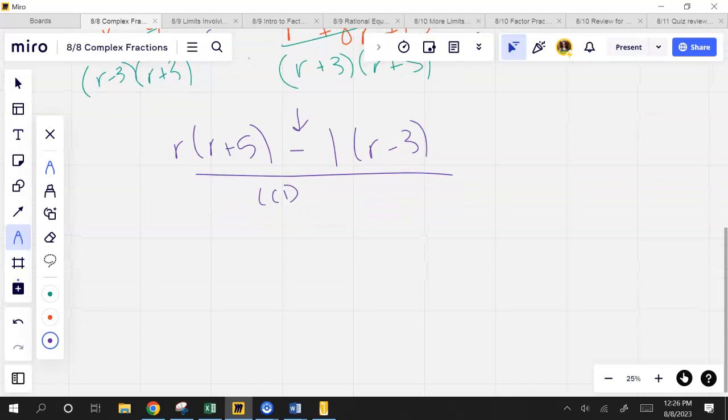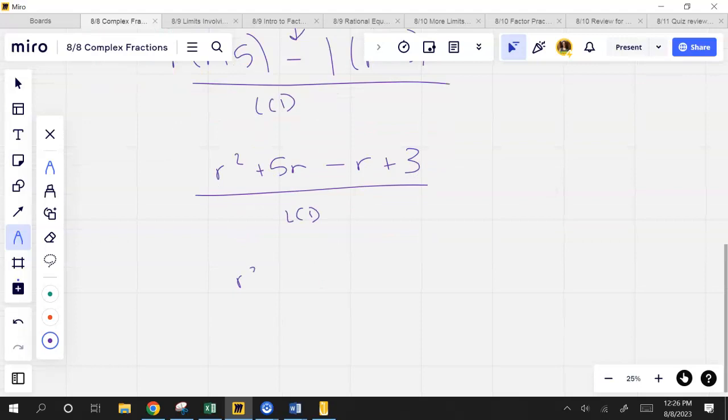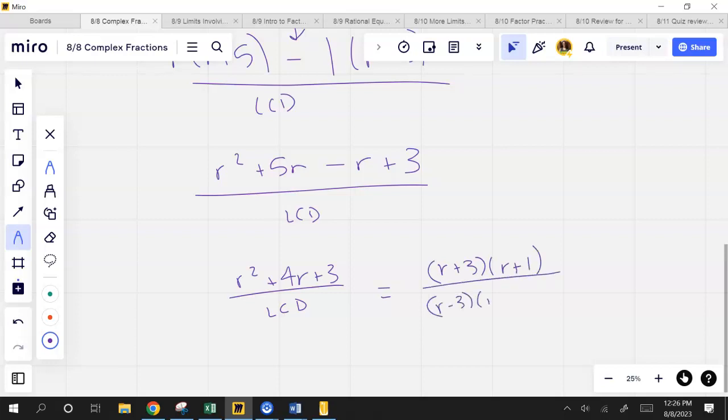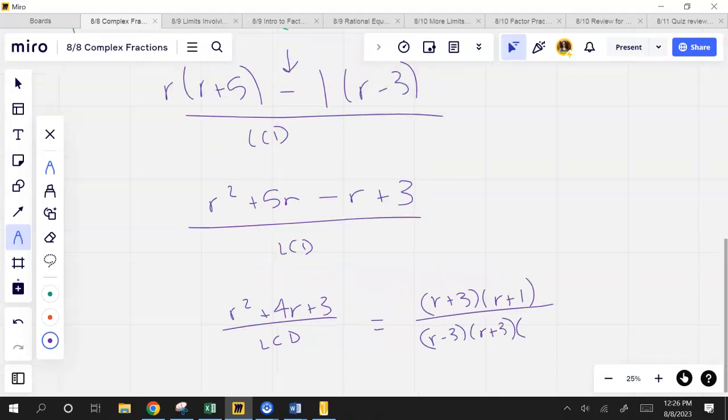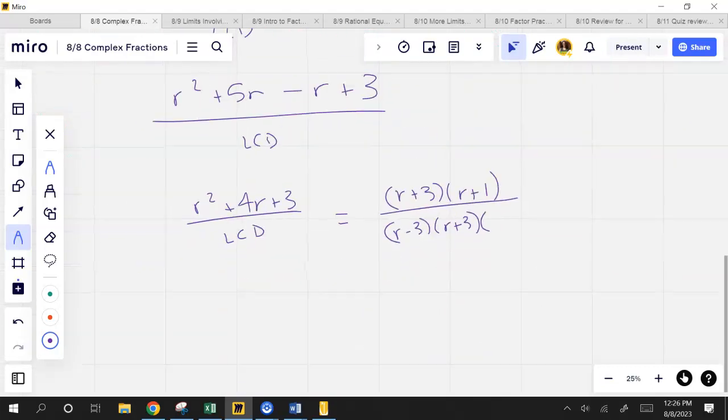Okay. Thank you. All right, so I got R squared plus 5R minus R plus 3, which is R squared plus 4R plus 3. And now I'm just going to factor that top. 3 and 1. R plus 3, R plus 1. And then that LCD, of course, was R minus 3, R plus 3. Was it plus 5 or minus 5? Plus 5.